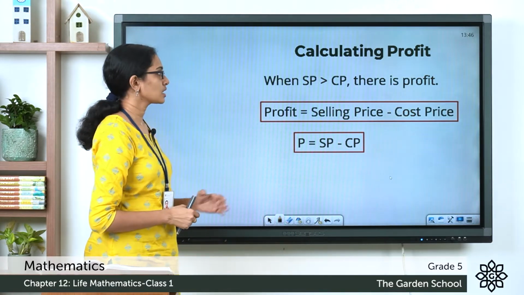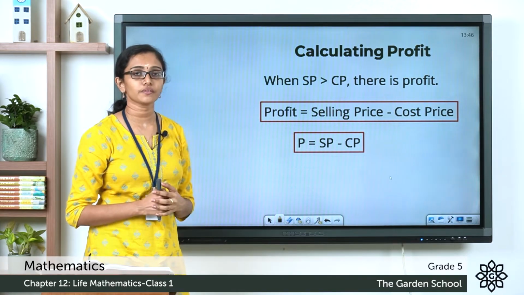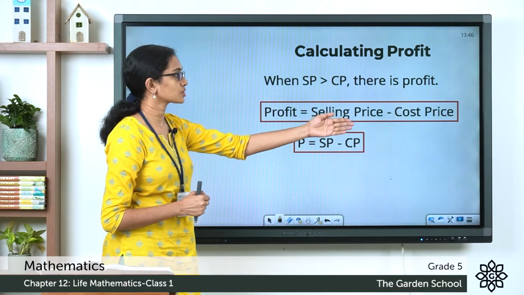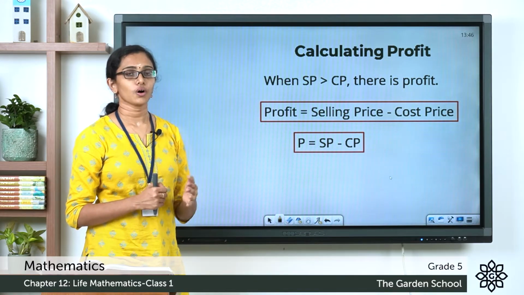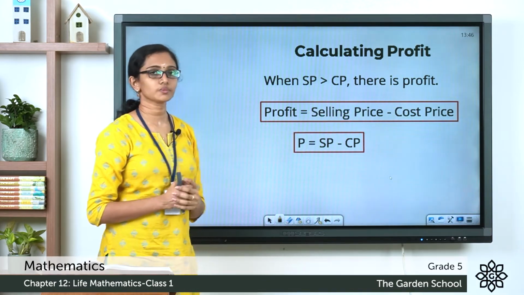Let's see that first. We know when the selling price is more than the cost price, there is profit. So profit can be found out by subtracting the cost price from the selling price, or profit is equal to selling price minus cost price.